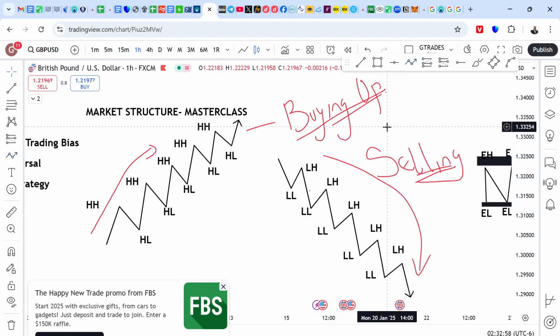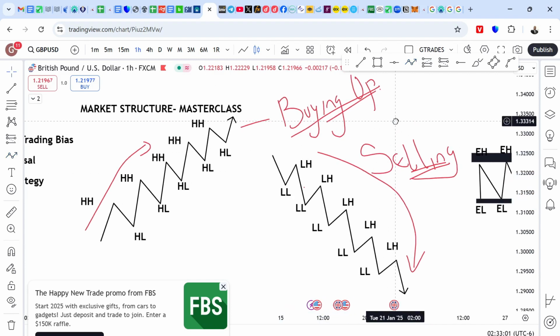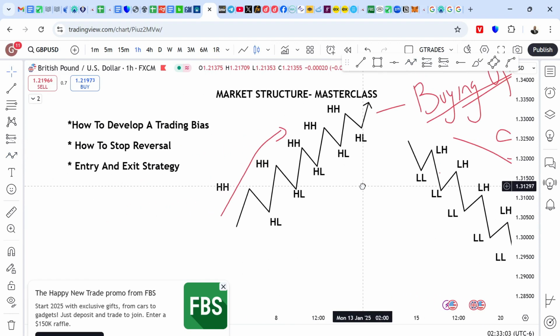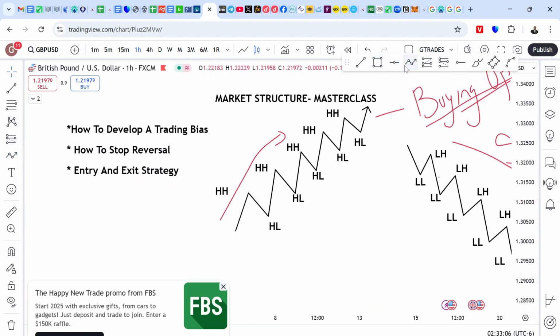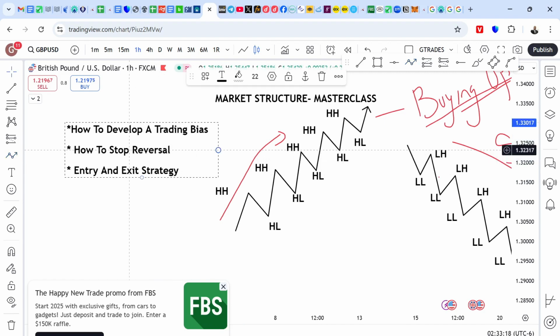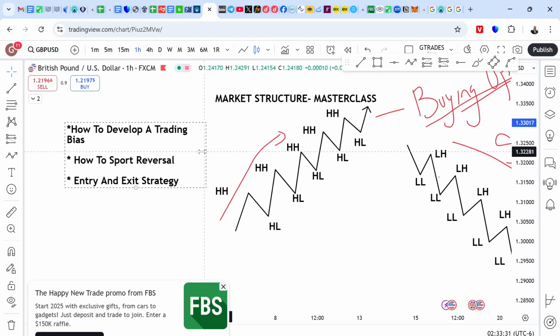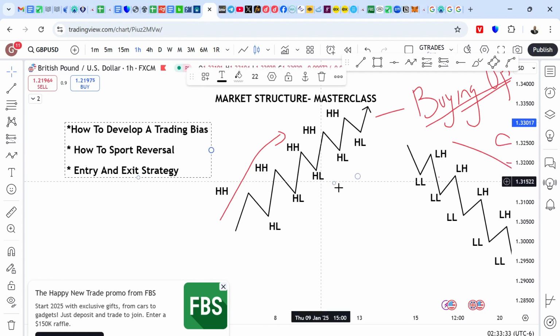Selling opportunity, right? So I'll be walking you through the live chart to show you how you can look for an entry here or an exit, right? And how to spot a reversal, right? Now let's move into our live chart.